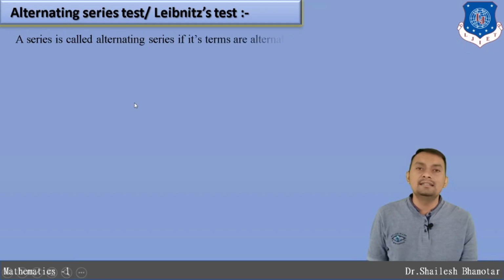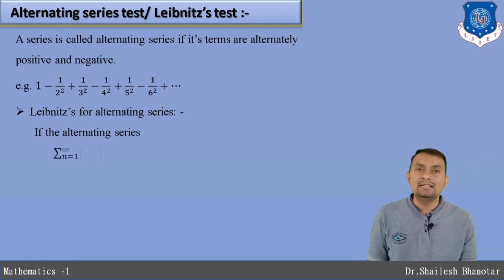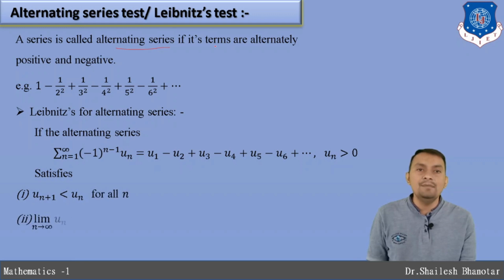Let us look at the alternating series test. It is also known as the Leibniz test, used whenever you are given an alternating series. First let us understand what an alternating series is. If the terms are alternately positive and negative, then the series is alternating. This is an example that you can see: 1 minus 1 divided by 2 squared plus 1 divided by 3 squared minus 1 divided by 4 squared and so on. It is first plus, then minus, plus, minus. Alternate positive and negative terms are there, and therefore we can say the given series is an alternating series.